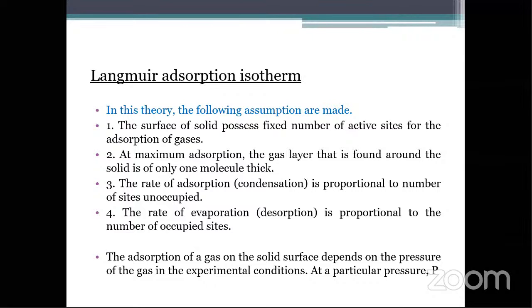Next is Langmuir adsorption isotherm. So all of you know, to derive the equation for Langmuir adsorption isotherm, first you have to make some assumptions. What are those assumptions? The surface of the solid possesses a fixed number of active sites for the adsorption of gas. So you have to assume that the surface of the solid on which the gas will adsorb contains some fixed number of active sites where the gas will adsorb.